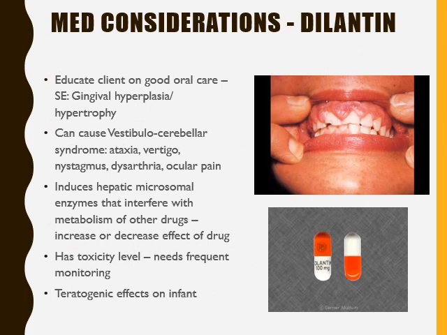Dilantin. One of the biggest side effects of Dilantin, and only for Dilantin, is gingival hyperplasia. So you'll see their gums start to overgrow. And this is only for Dilantin. So one of the biggest side effects you need to watch out for is good oral care so they don't get that gingival hyperplasia. You notice that it causes a lot of other side effects on there, but the most common one that usually you will see is that gingival hyperplasia.